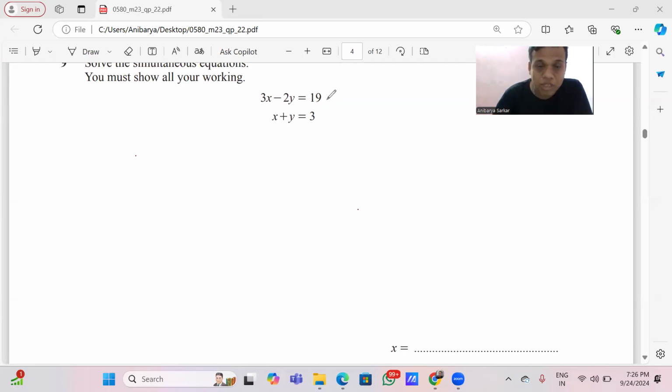So this is the first equation, 3x minus 2y equal to 19. To remove y, we multiply the second equation with 2. So that is 2x, if we multiply with 2, that is 2x plus 2y, and 3 multiplied with 2, that is 6. Okay, 6. This is the second equation.